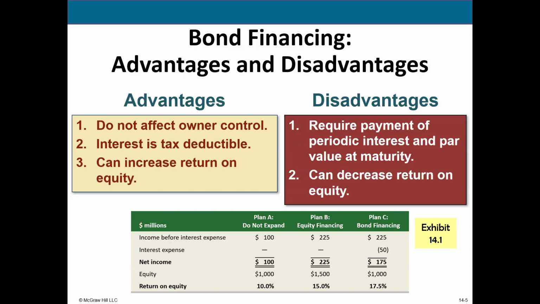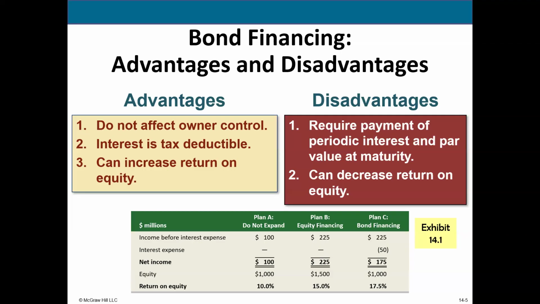The bondholder, on the other hand, that interest to the bondholder is considered income, so they get taxed on that. The good thing about bonds is that it can increase the return on equity ratio, which is really attractive for companies to attract new investors. So those are all advantages for a company issuing bonds.